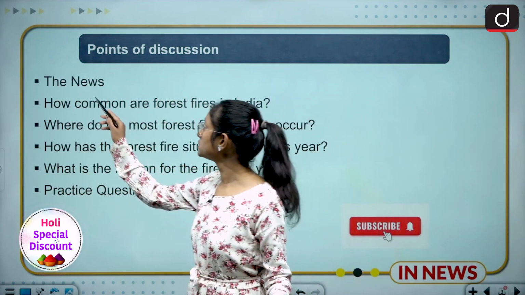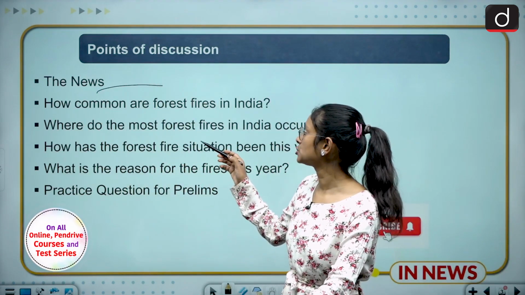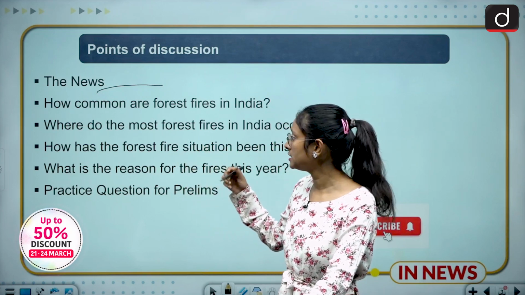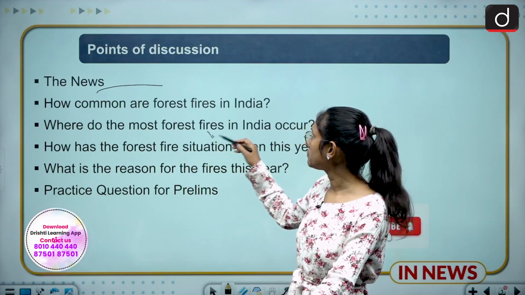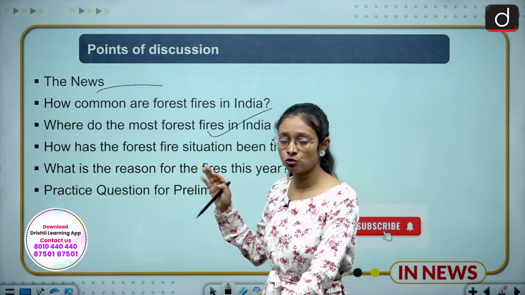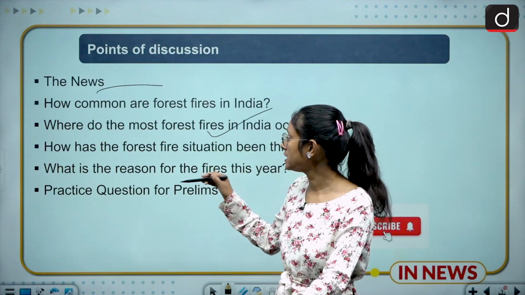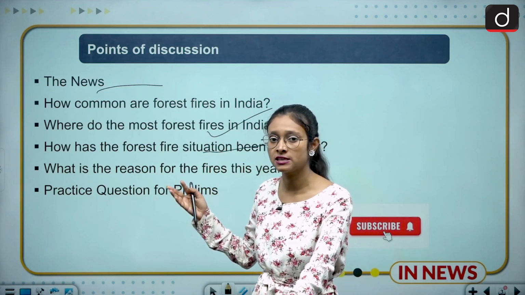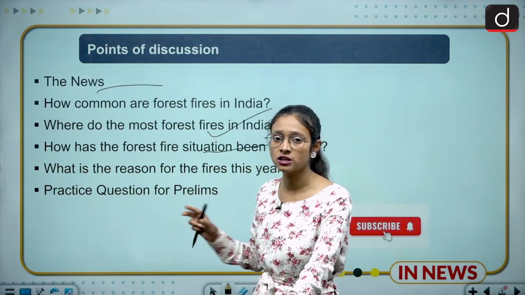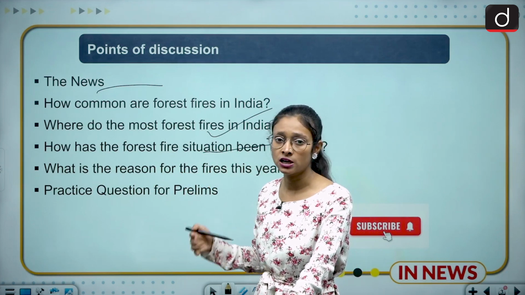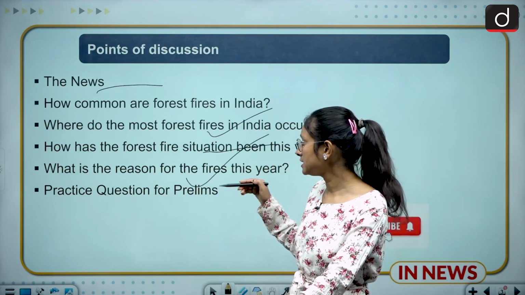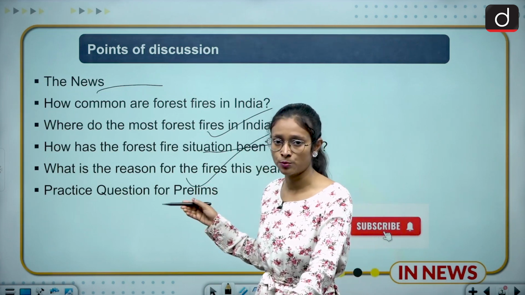First of all, we are going to discuss the news, then we'll have a discussion on the frequency of forest fires in the country, and then where most forest fires occur in India. So we'll know the location, and then how the forest fire situation has been this year. So we'll know the evidences of how many times a forest fire has occurred in a particular state, and then the reasons for the forest fires, and after that a practice question for prelims.